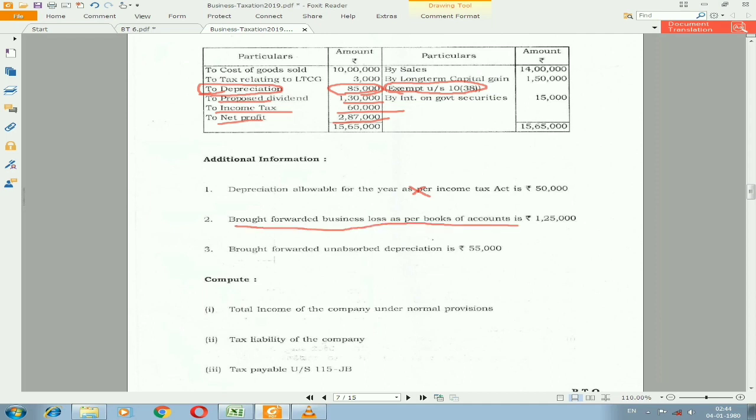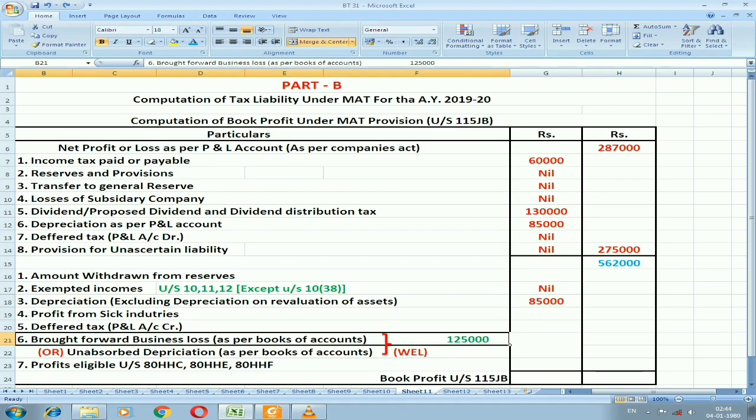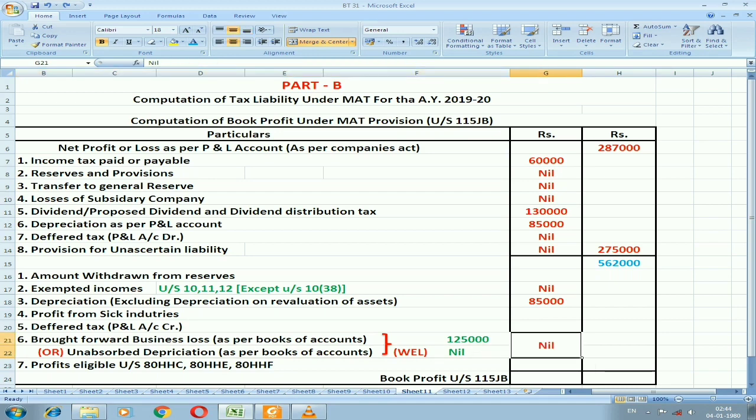Apart from that, we have brought forward business loss. As per books of accounts we can take. Then we have unabsorbed depreciation as per income tax. It is not as per books of accounts, as we have already taken under normal provision, so it will be nil. Without comparison we can't come to a conclusion, so that is the reason it will also be nil. So both amounts should be there. All others will be nil because we don't have any information on the profit and loss account credit side. So total book profit will be 4,77,000.